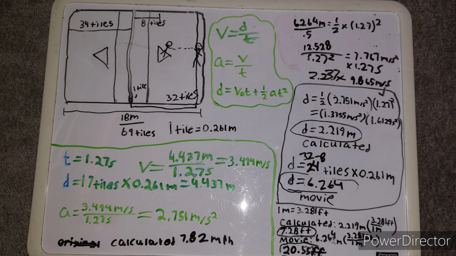My conclusion is that it was not possible, and that agrees with my hypothesis. After finding the velocity of the ball, the time that it took to travel, and the displacement of the man after getting hit by the ball, it all proved my hypothesis correct. And that's the end.